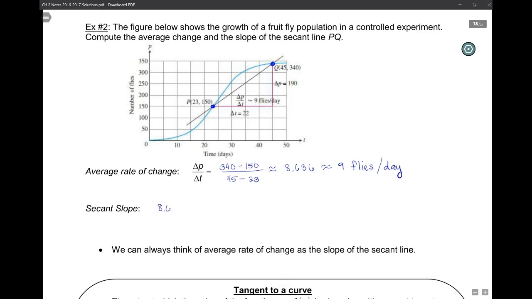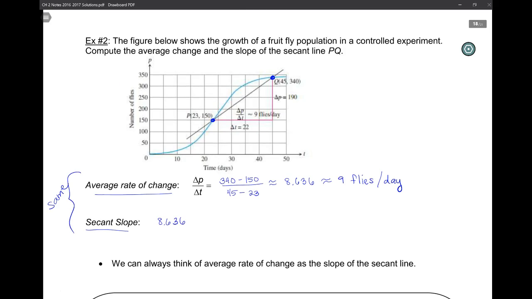So I just wanted you to make the connection that the average rate of change is the same thing. They're one and the same. So if I ever ask you for the average rate of change, you know that's the secant slope. If I ever ask for the secant slope, that's the average rate of change. Okay.